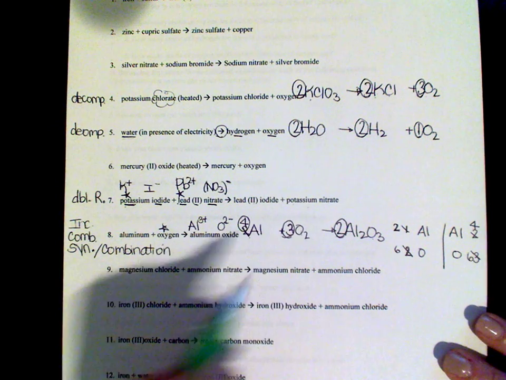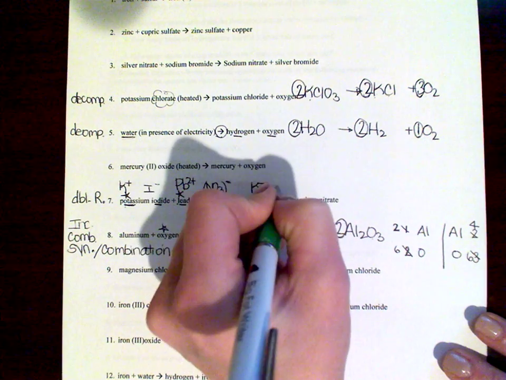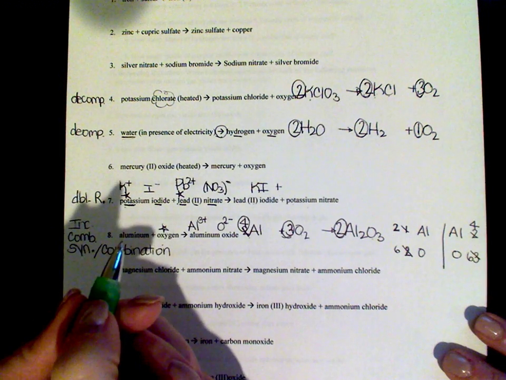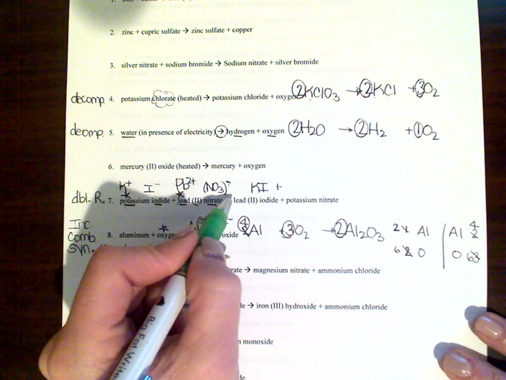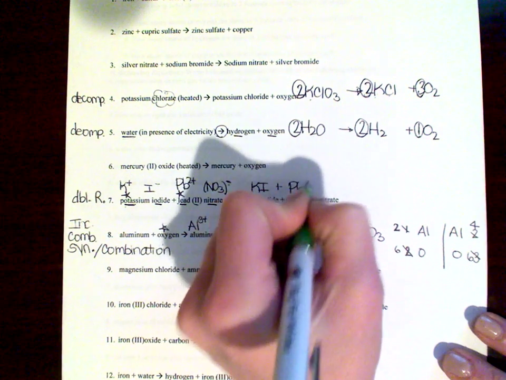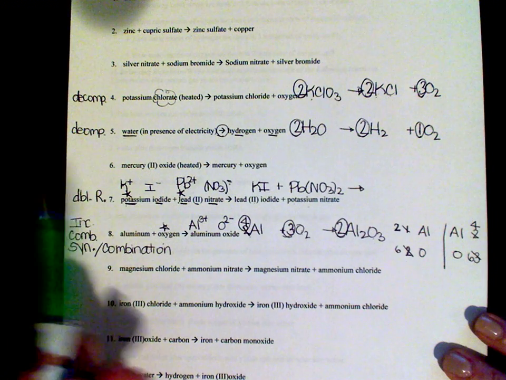So again, let's go ahead and write our reaction. I have potassium iodide, KI, plus lead 2 nitrate. This 1 is going to come down to lead. This 2 is going to go out to nitrate. Pb(NO3)2. And then all I'm going to do is just switch places.